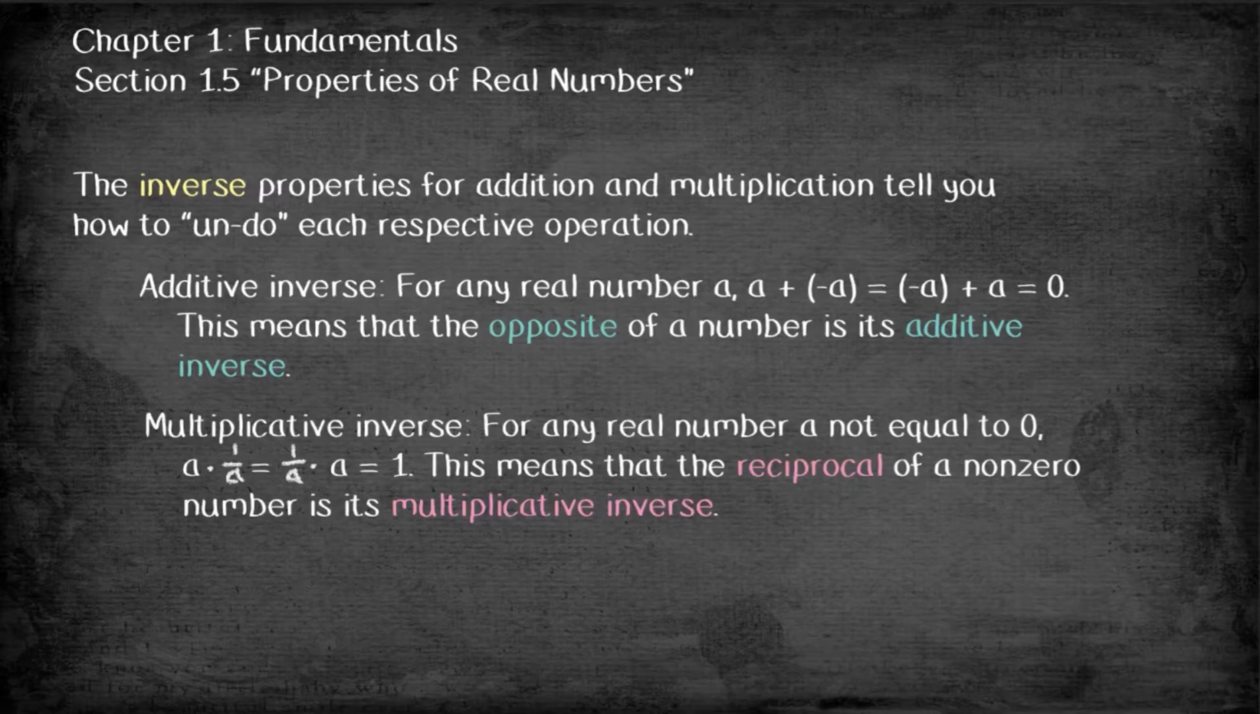As far as a multiplicative inverse, for any real number a which is not 0, when you multiply a by 1 over a, you get 1. So the multiplicative inverse of a non-zero number is always going to be its reciprocal. 0, being excluded from this definition, does not have a multiplicative inverse.